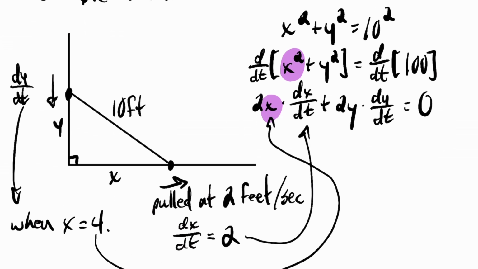So you need to make sure to only plug in numbers for things that do not change, like this 10. 10 squared I went ahead and put at the beginning, because the ladder length doesn't change. But for both x and y, I can't put in those numbers yet.